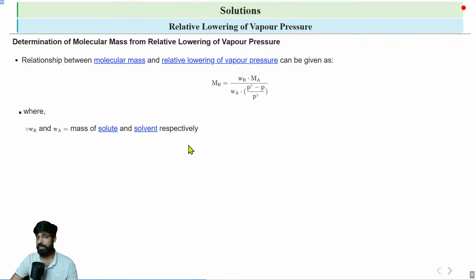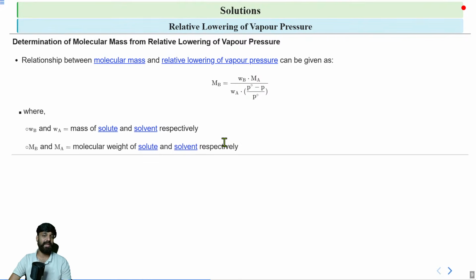Now moving on to the notations that we used here. So WB and WA are the mass of solute and solvent. Then we have capital MA and capital MB, which are the molecular weights of solvent and solute respectively. So this is our complete formula for the calculation of the number of moles of solute, then the molar mass of solute from the relative lowering of vapor pressure. Okay. Now moving on further.